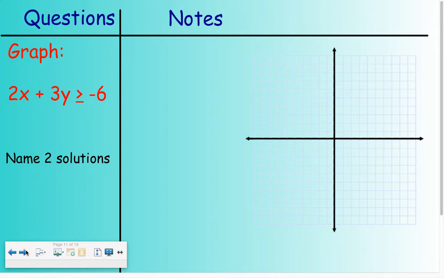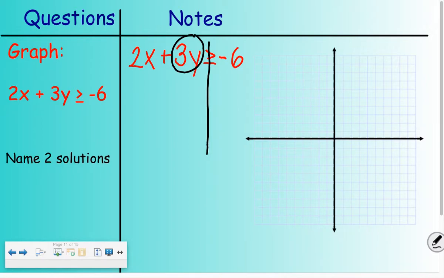Now in order to graph this, we need it to be in slope-intercept form. Right now it's in standard form, and we don't want to graph it in standard form. We want to graph it in slope-intercept form. So that means we need to get y all by itself.